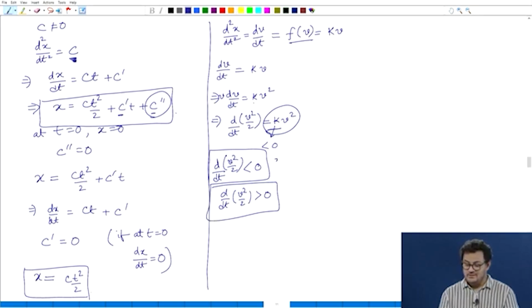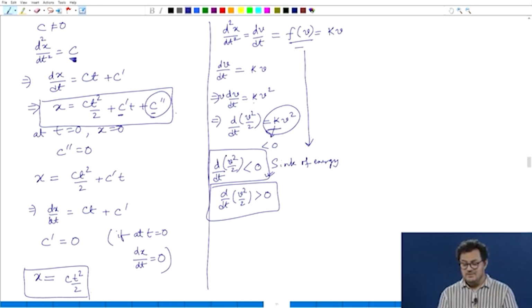So, this is called a sink of energy, because your system is actually losing energy. I am just saying that this type of force basically says that there is a sink of energy where your energy is getting dissipated or leaving the system. That is why your system is losing energy in time, and the other case is saying that your system is gaining energy with time. So, there is a source of energy.